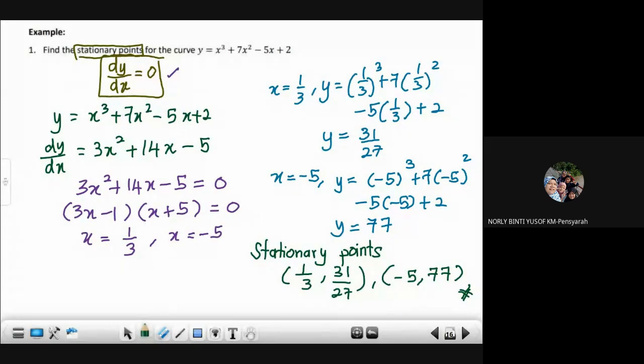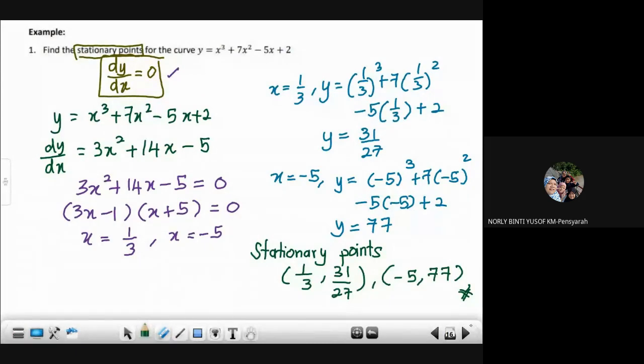Ini hanya cari stationary point je tau, belum tahu nature lagi untuk example 1. Sebab soalan tak tanya pun point yang 13, 31/27 tu point maksimum ke minimum ke inflection. Dia just tanya stationary point, maksudnya dia nak point saja. Okay. Okay boleh faham kan? Sekarang ni kita nak cari nature.